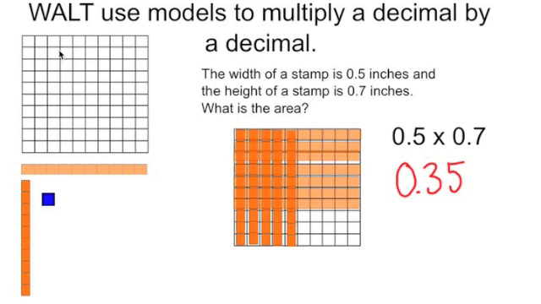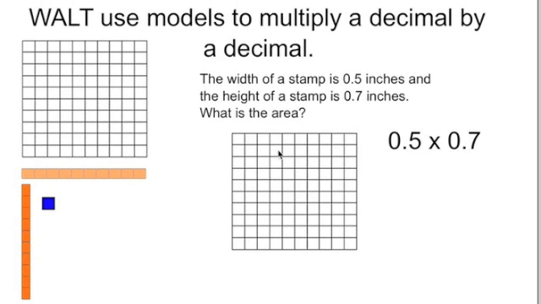So today we are learning to use models to multiply a decimal by a decimal. And something that we're going to need to remember for this problem before we get started is that area equals length times width, or height times width. It's important to think a little bit about what kind of patterns you see with your answers and how you might be able to solve these problems without modeling them.